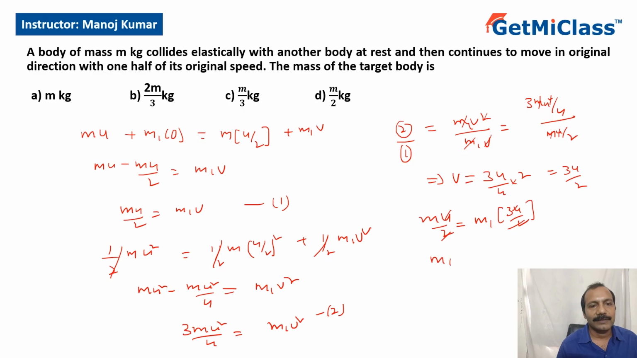So I'll get m1 equal to m by 3 kilogram. So the mass of the target material is m by 3 kilogram. That is option C.